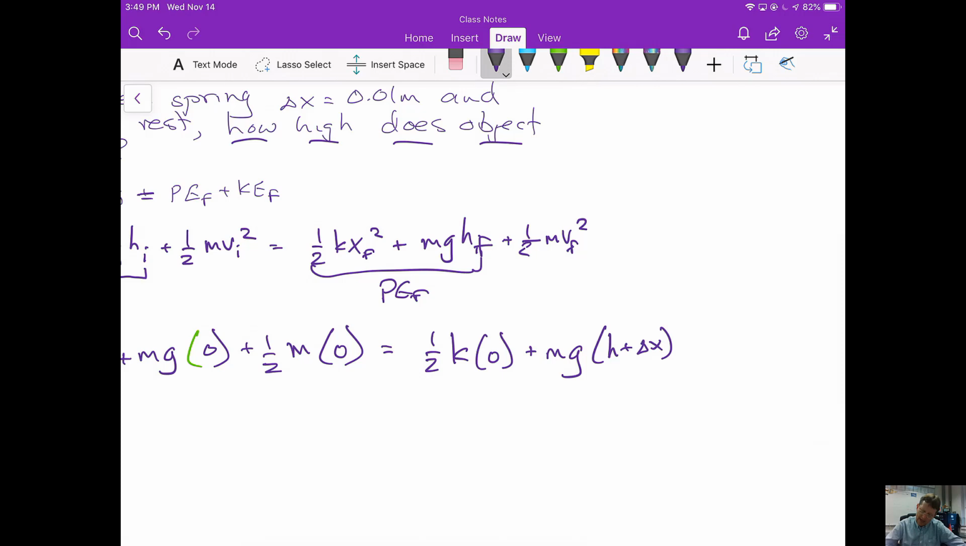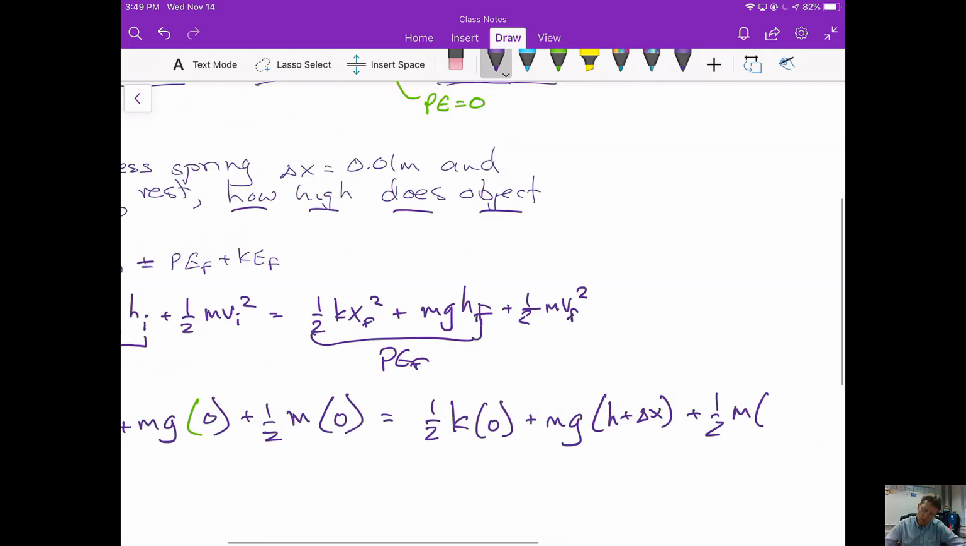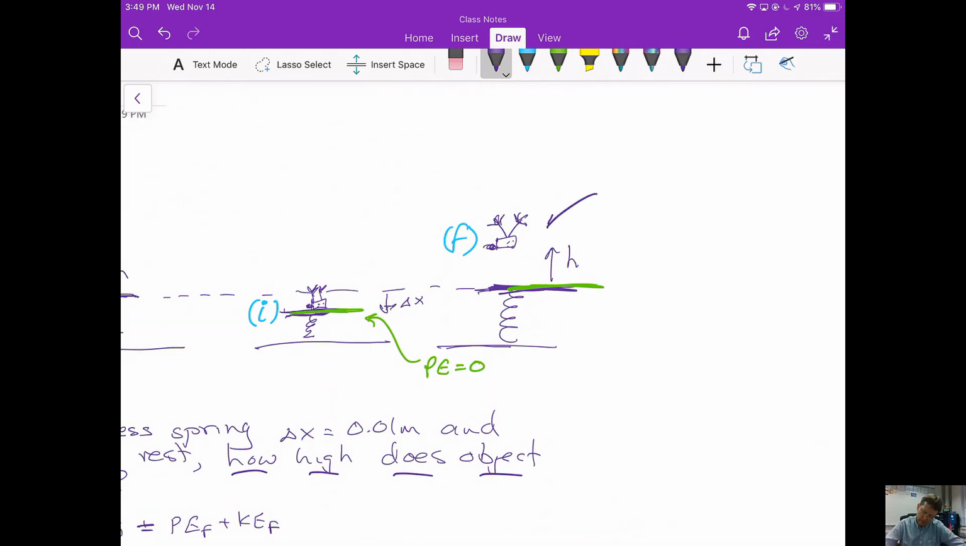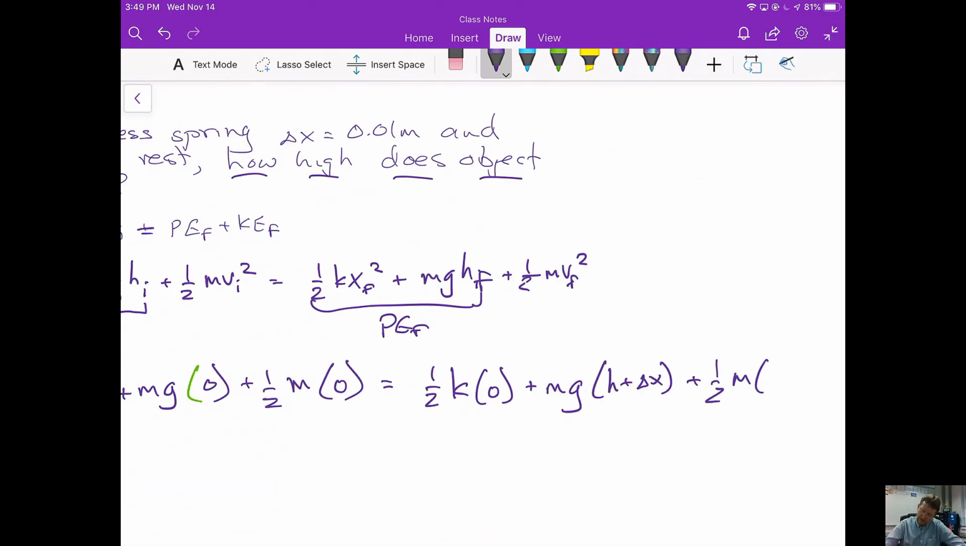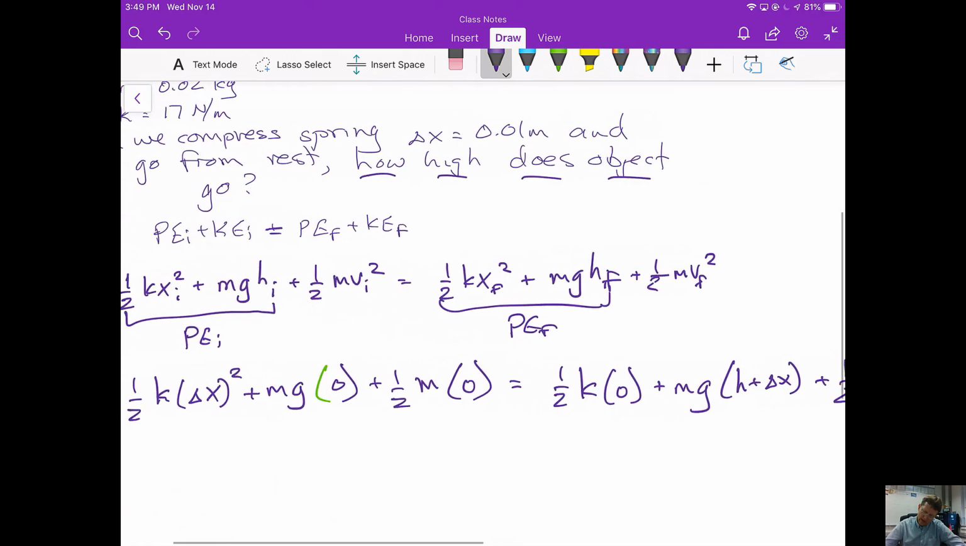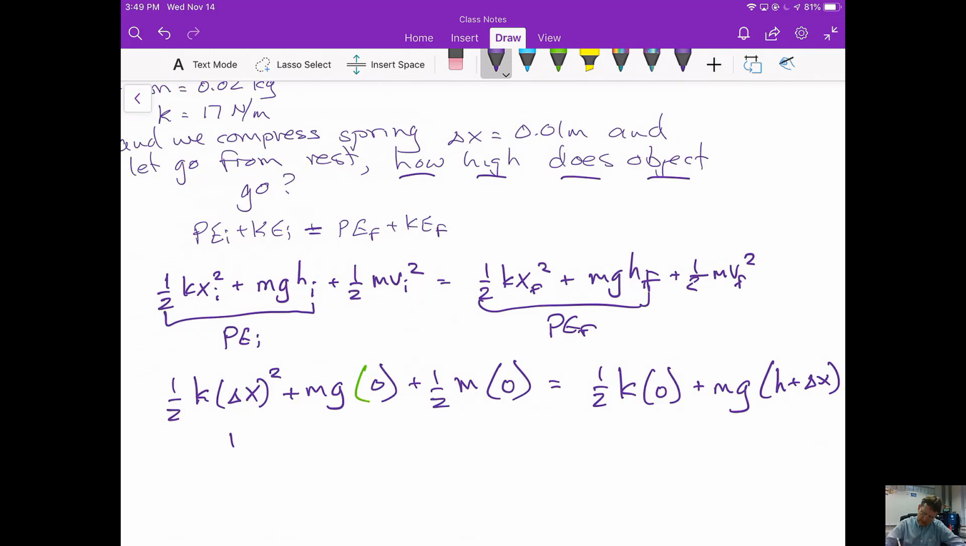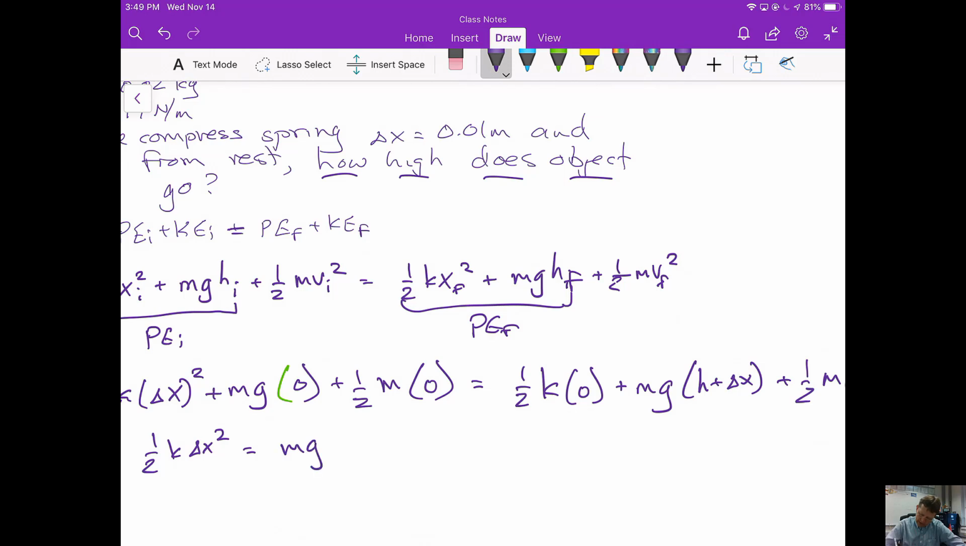And v final, 1/2 m v final squared. What is the speed of Jack? What is Jack's speed? V final equals 0. Jack stops. We want to know how high he goes. How high he goes is when he comes to a stop at the highest height. So that's 0. And so what we end up with is an equation that doesn't fit on the page, but once we take out all the zeros, 1/2 k delta x squared equals m g times h plus delta x.